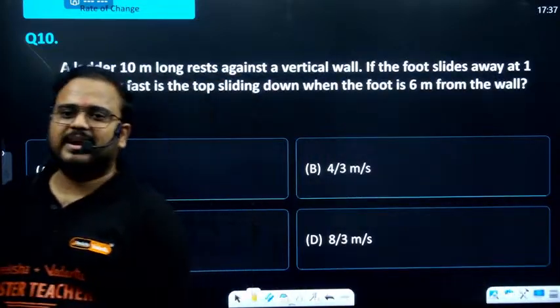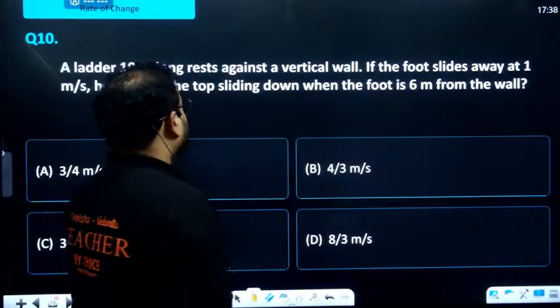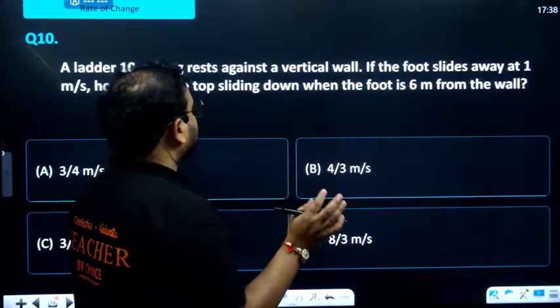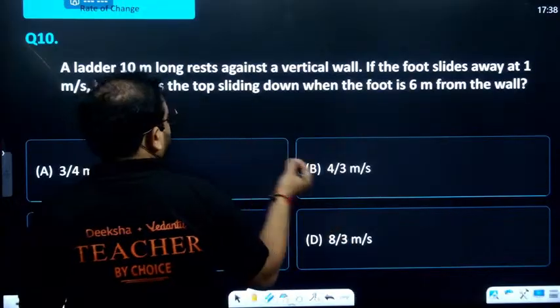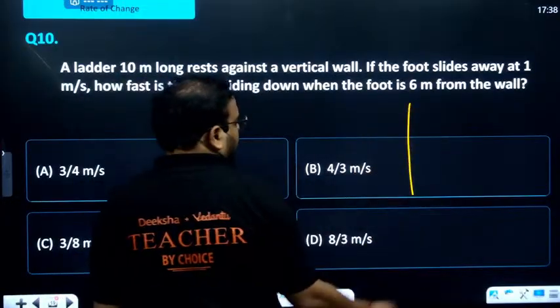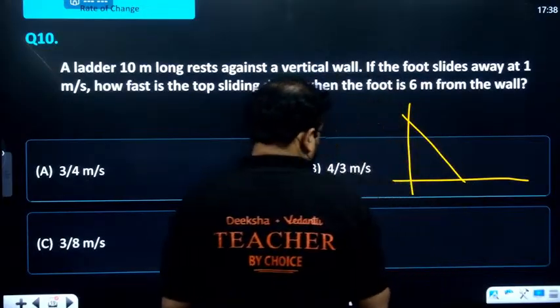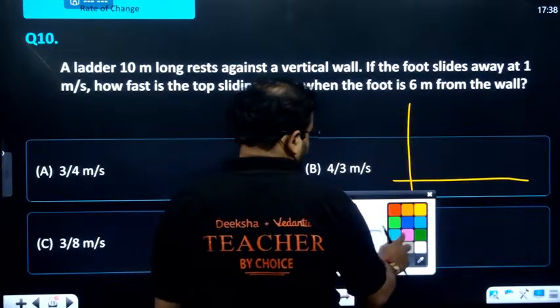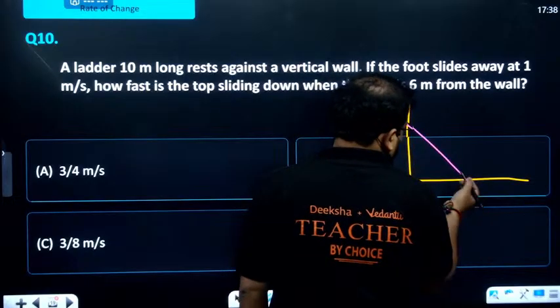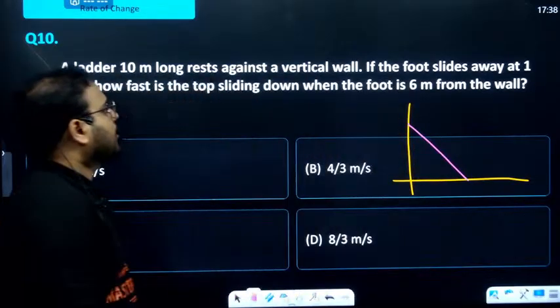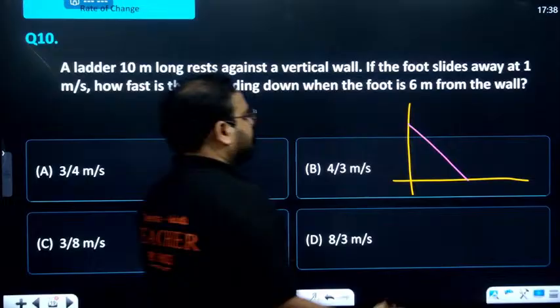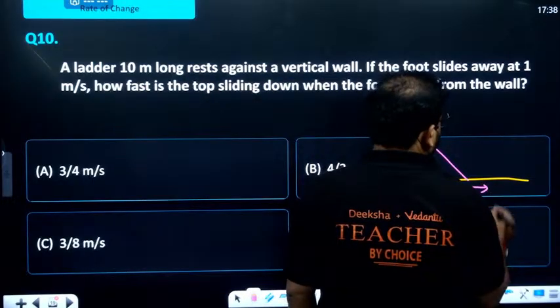A ladder 10 meters long rests against the vertical wall. If the foot slides away at, yeah, this is the question I was talking about, the movement wala question, negative, positive. So this is a ladder resting against the wall. This is the ladder. The foot slides away, means this is increasing, right?